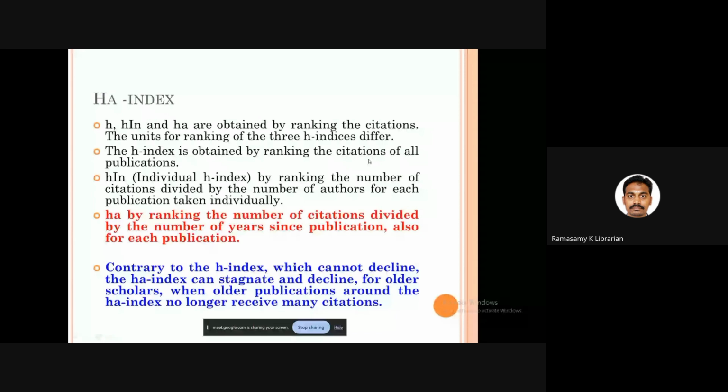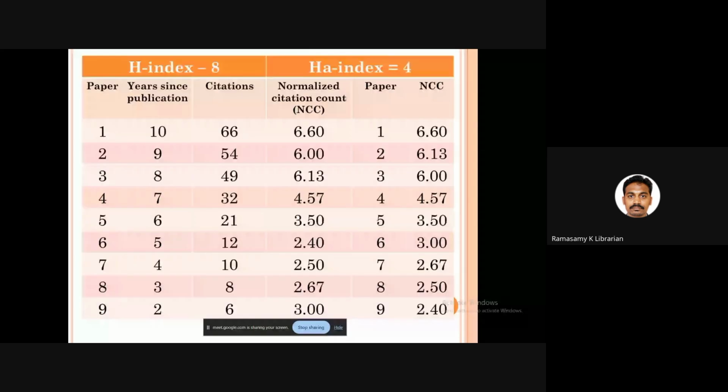Number of citations divided by the number of years since publication. For each and every publication, you have to calculate. If you do so, you can find out the HA index of each and every author. Okay, for example, here, this H index I calculated.